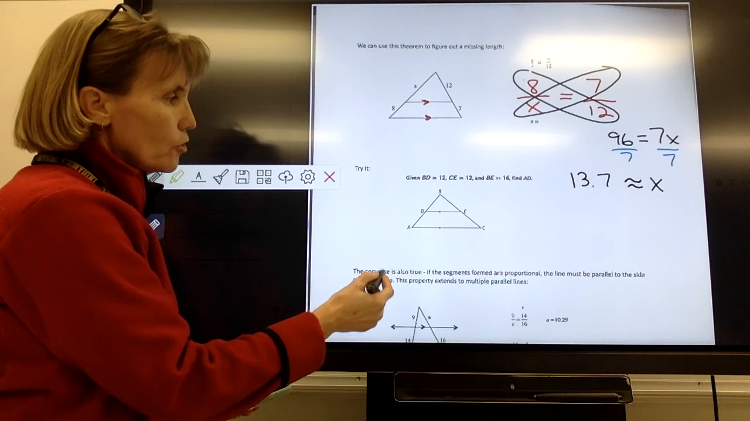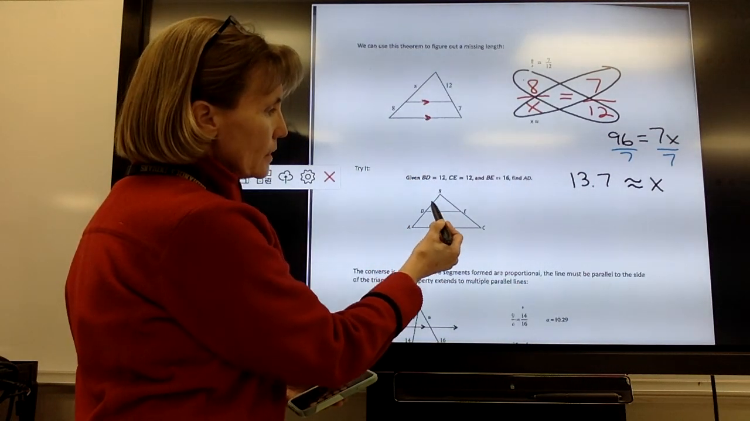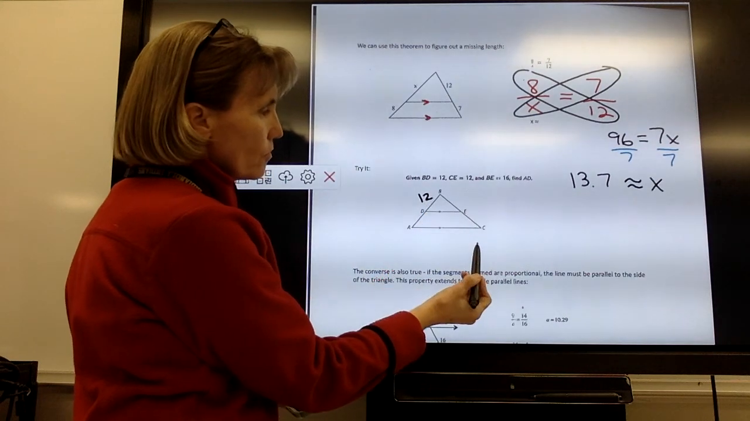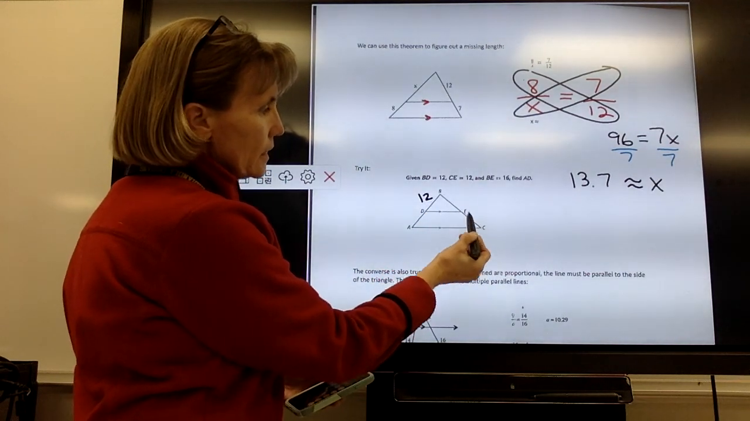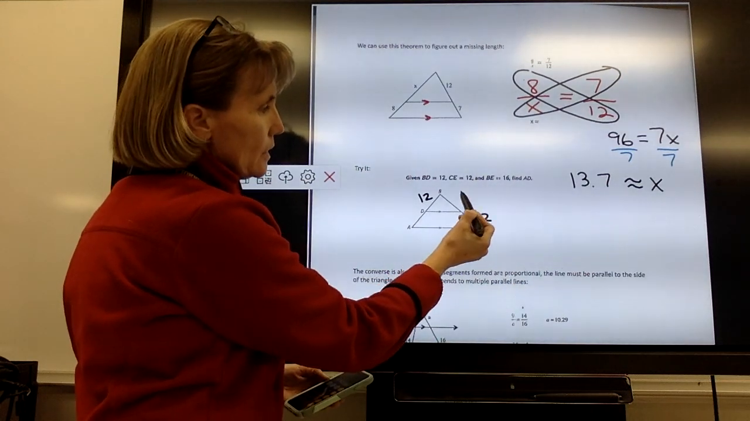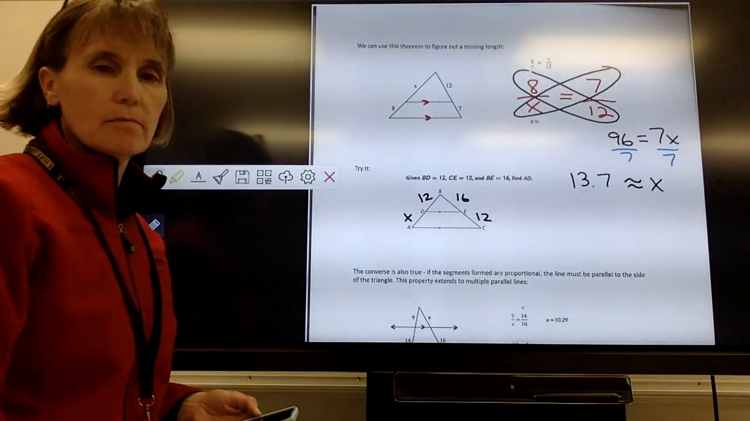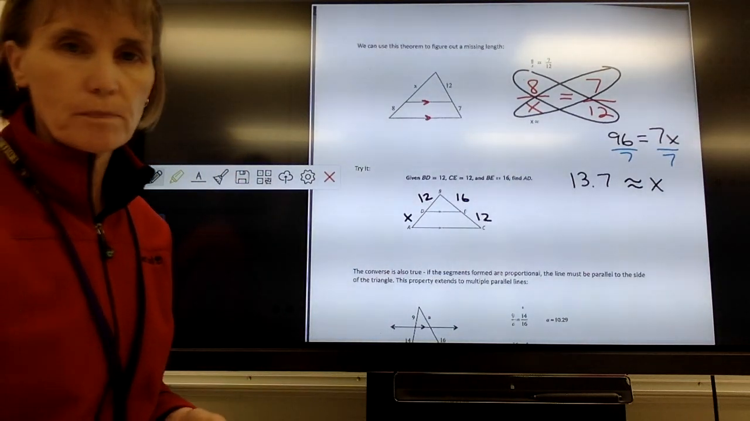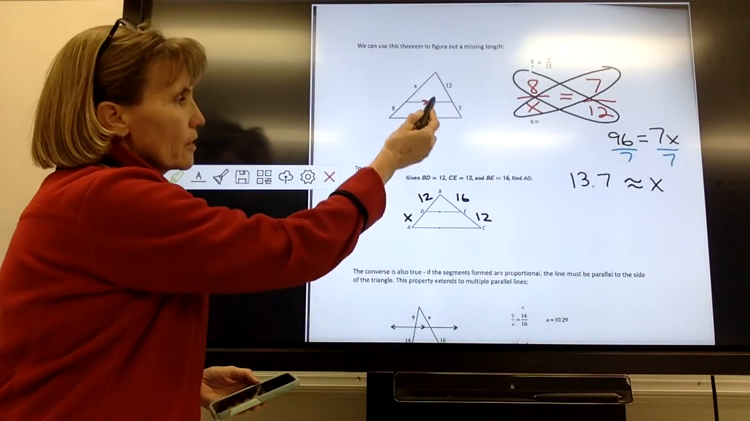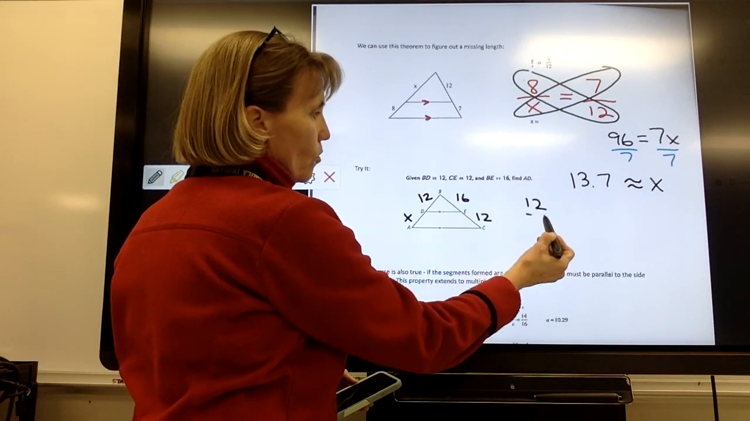You might have to label your own triangle. It says given the segment B to D. B to D is this portion up here, that's 12. C to E down here is 12. It says B to E is 16. They want you to find A to D. So you might have to label your own picture, but you can do that. And then just like the problem above, we're going to set up a proportion. We're going to say 12 over x.